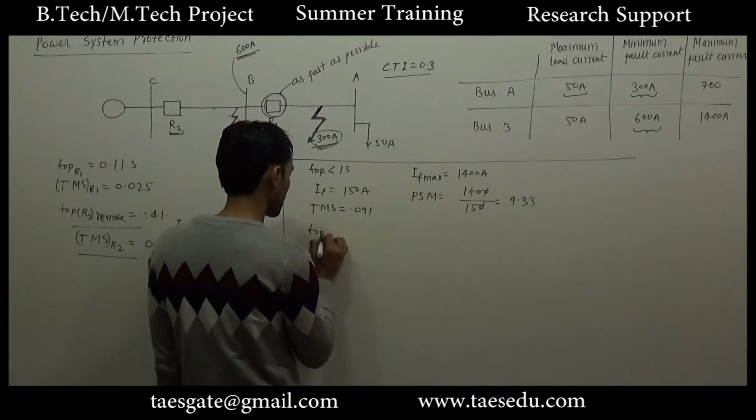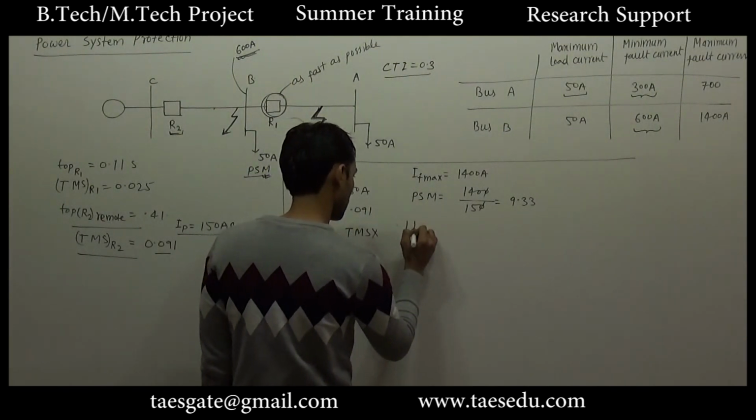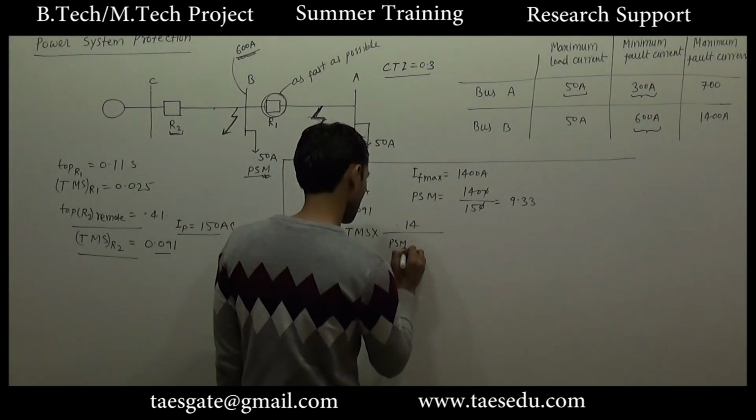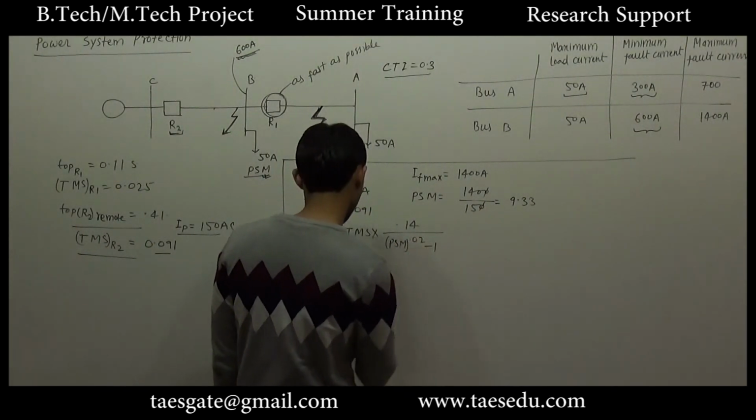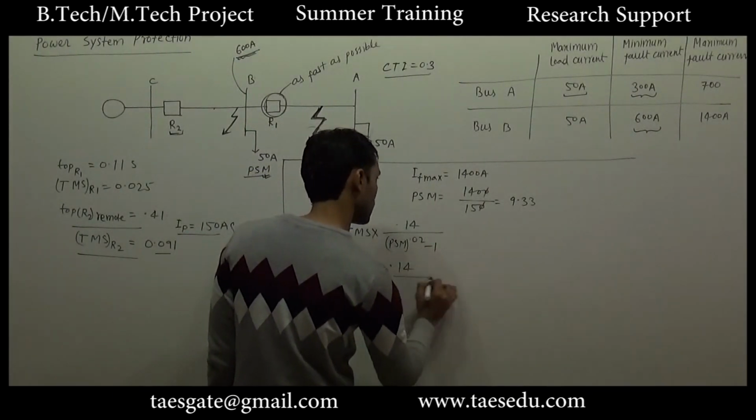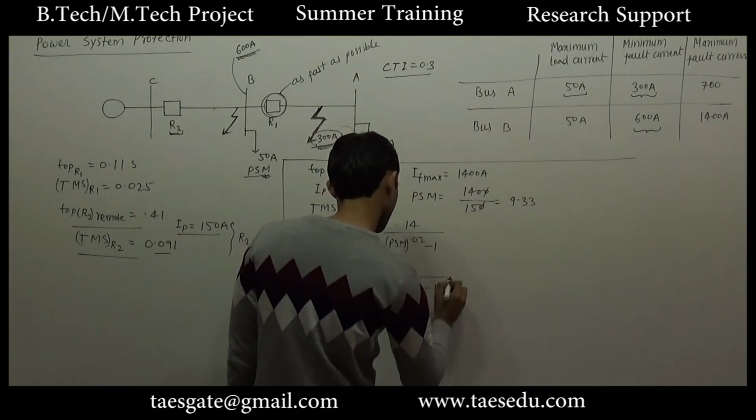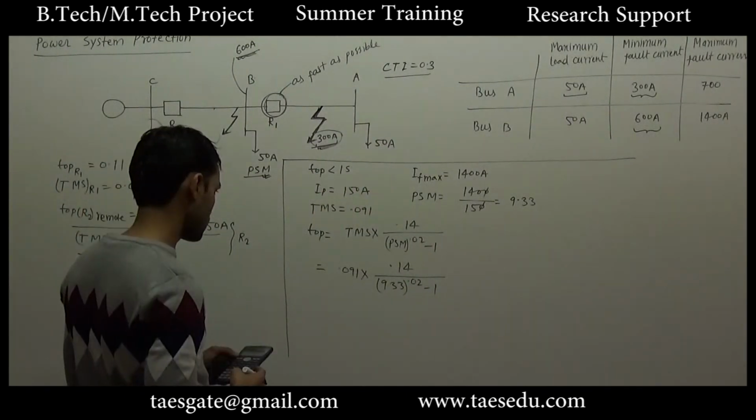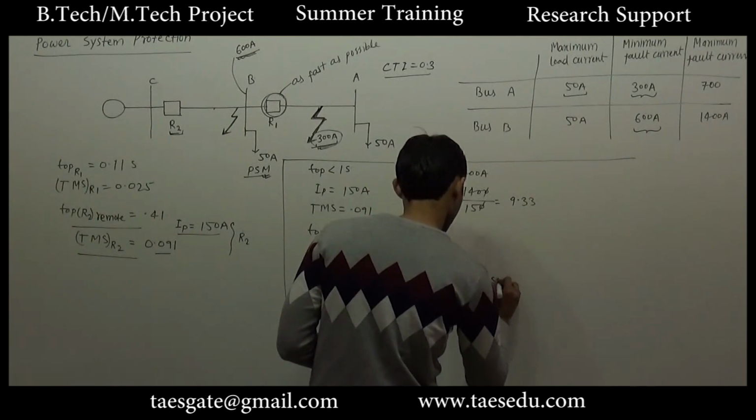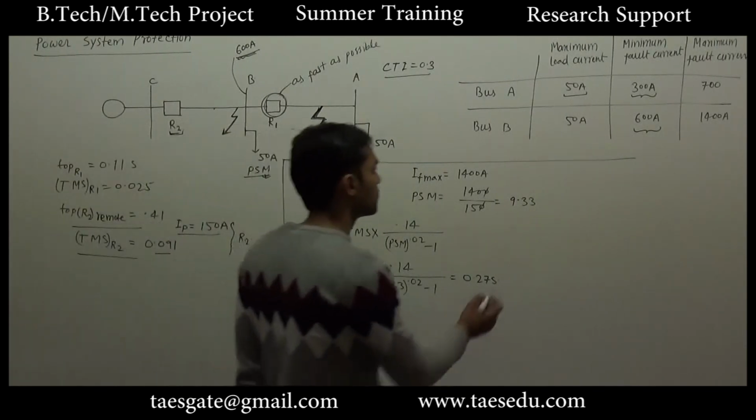So the time of operation will be TMS, time multiplier setting, into 0.14 divided by PSM to the power 0.02 minus 1. That is 0.091 into 0.14 divided by 9.33 to the power 0.02 minus 1. Okay, this time is 0.27 second, which is less than 1 second. Now let us calculate for minimum fault current.